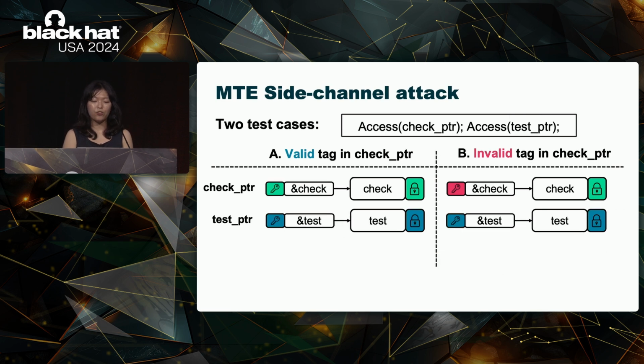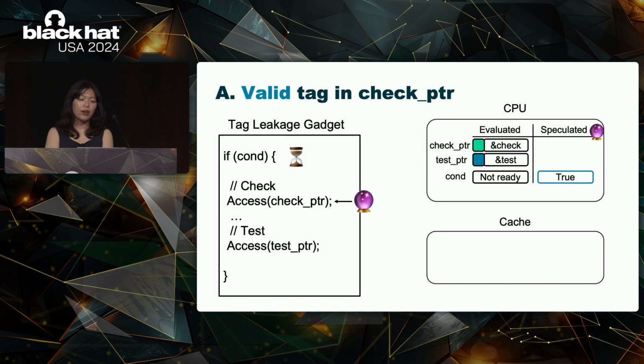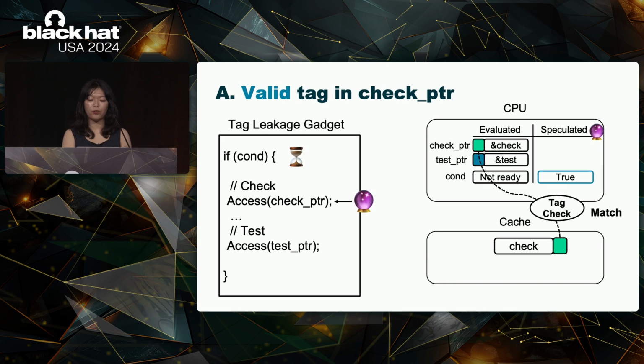But what if we add an additional memory access, say a test pointer? Will there be any cache difference? To verify this, we are going to run the code shown on the left, which triggers speculative execution. And in case A, where the tag is valid, in the tag check block, the CPU speculatively accesses with the tag pointer. So the tag object is loaded to the cache, and the CPU matches the memory tag. And here the tag check passes, so the CPU proceeds with the next instruction.